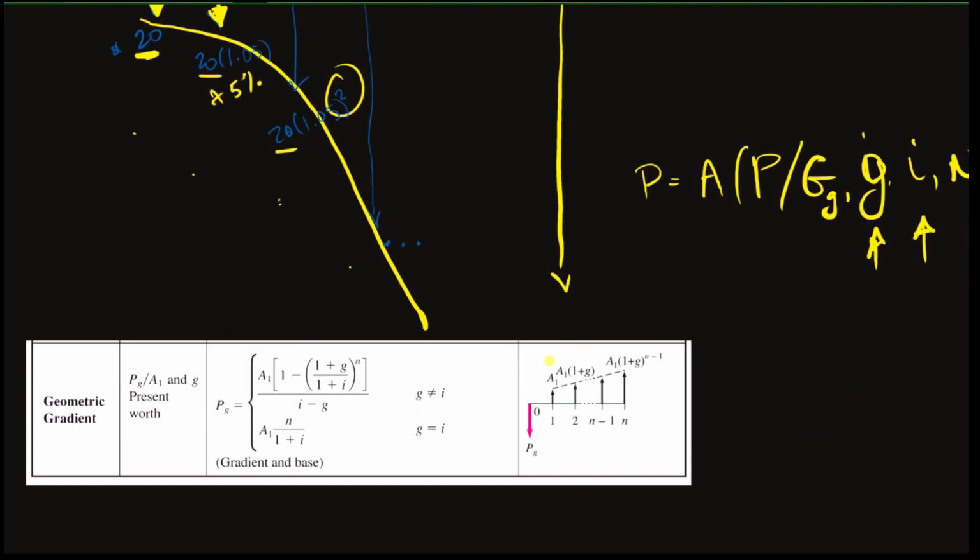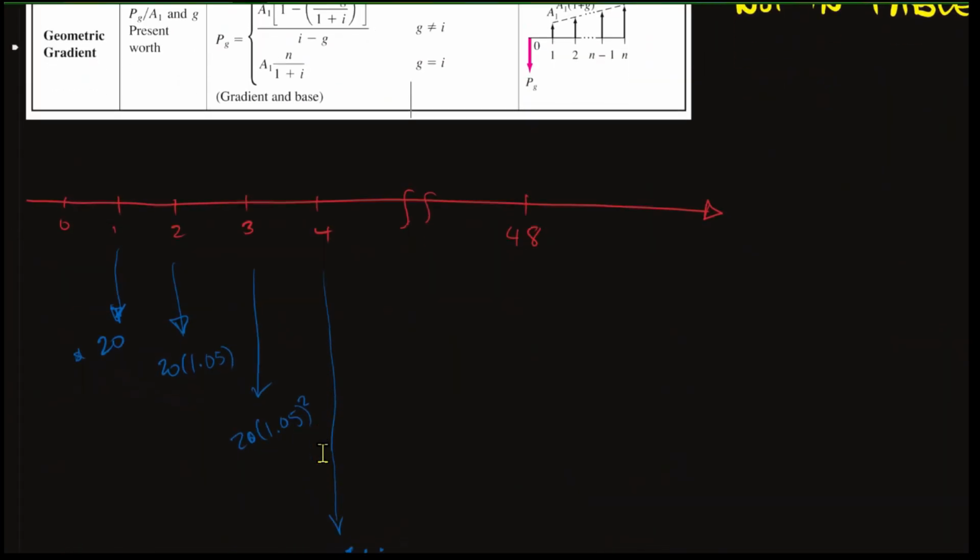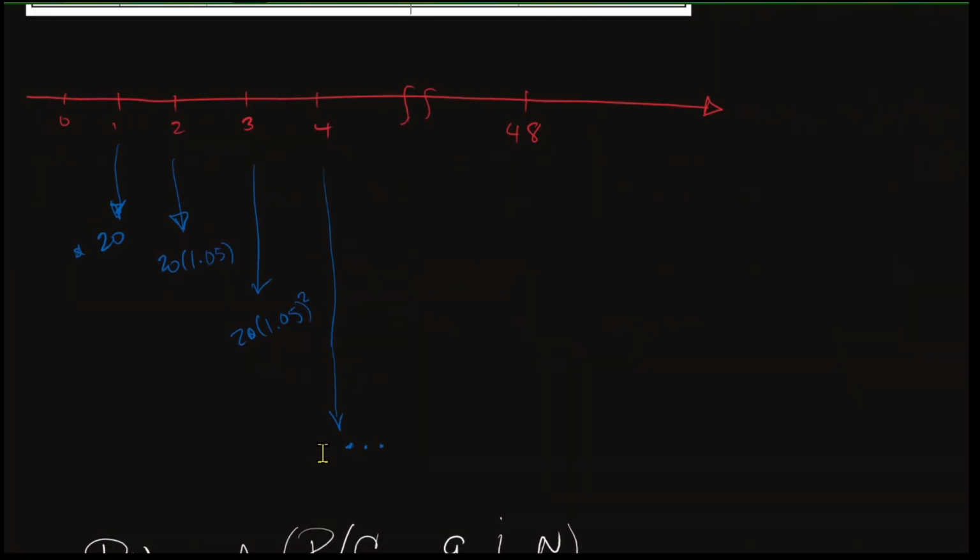And then when it comes to finding that factor, if you were to go to the tables, as I mentioned, they're not in there. So we have no choice but to use the equation here. There are two options, one for when G is equal to I, and one for when G is not. In our case, we're dealing with a 5% gradient growth and a 1% interest rate, so we're going to use the one that is not.